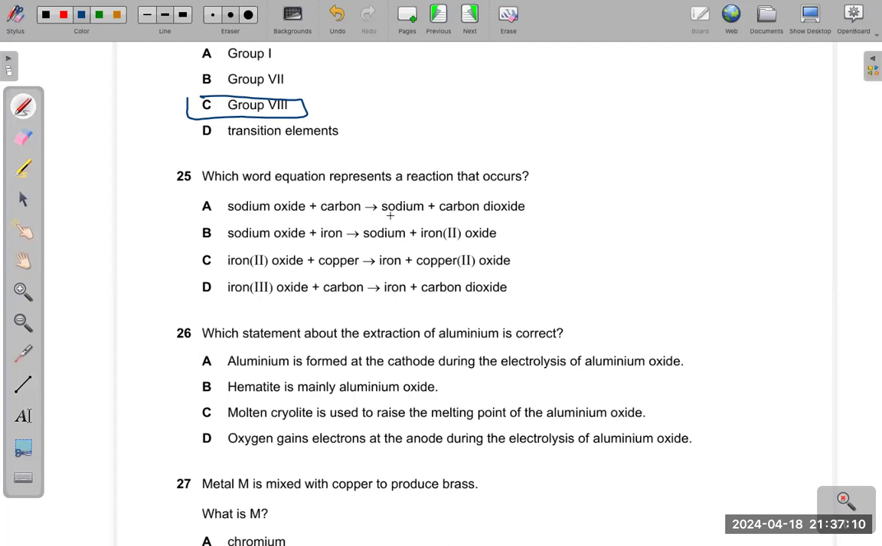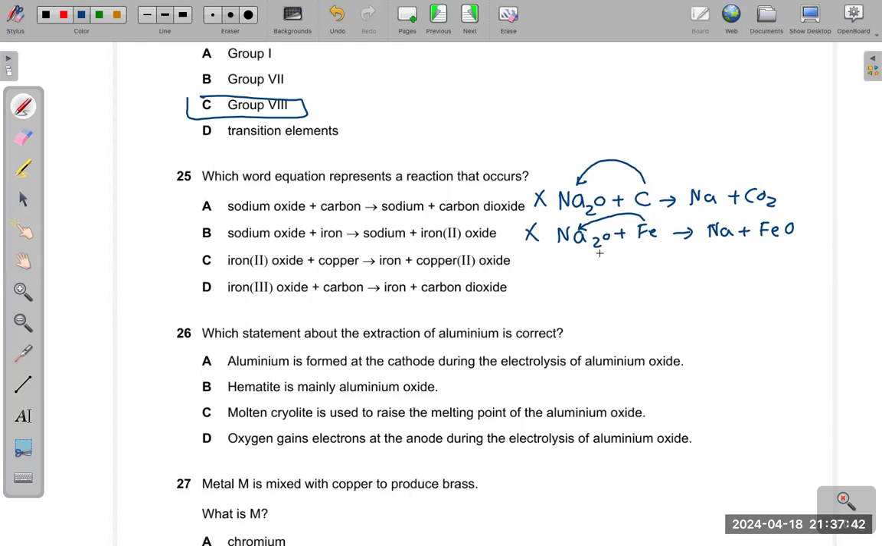Which word equation represents a reaction that occurs? Sodium oxide plus carbon gives sodium plus carbon dioxide. This means that the carbon was able to kick the sodium out. Of course, this never happens. Now, sodium oxide plus iron gives sodium and iron(II) oxide. This means that the iron was able to kick the sodium out. Of course, this cannot happen because iron also is less reactive.